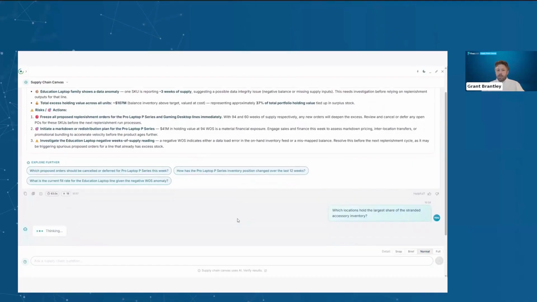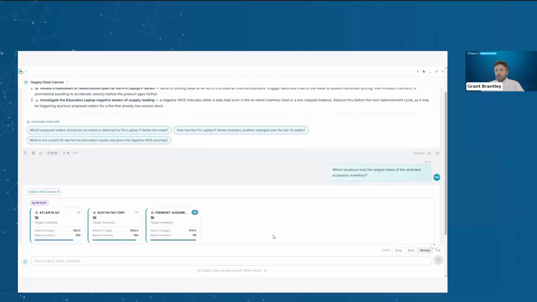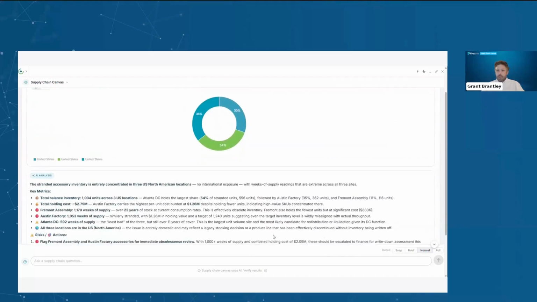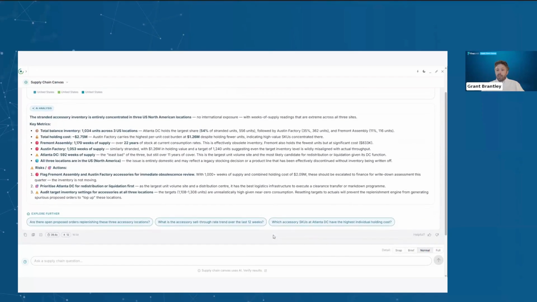Because we know the headline there, if we have $107 million on it, but we need to know where it physically sits first to be able to act on it. So here we'll drill down into it, and we see that we have all 3 sites in the US, about 2.75 million of holding costs. Atlanta has the largest share at 54%, Austin at 35, and Fremont at 11.